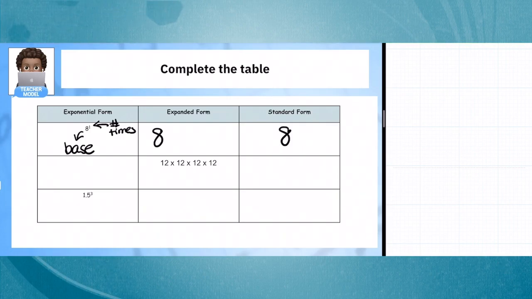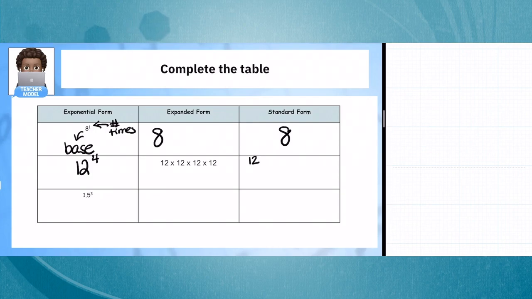Let's look at the second example, and here I have 12 times 12 times 12 times 12. So my repeated number is a 12, so that is my base. How many times do I have 12 being multiplied by itself? I have it 4 times. 1, 2, 3, 4. So to the 4th power, right? So 12 is my base, times itself 4 times. So let's figure this out in standard form. What would that be?